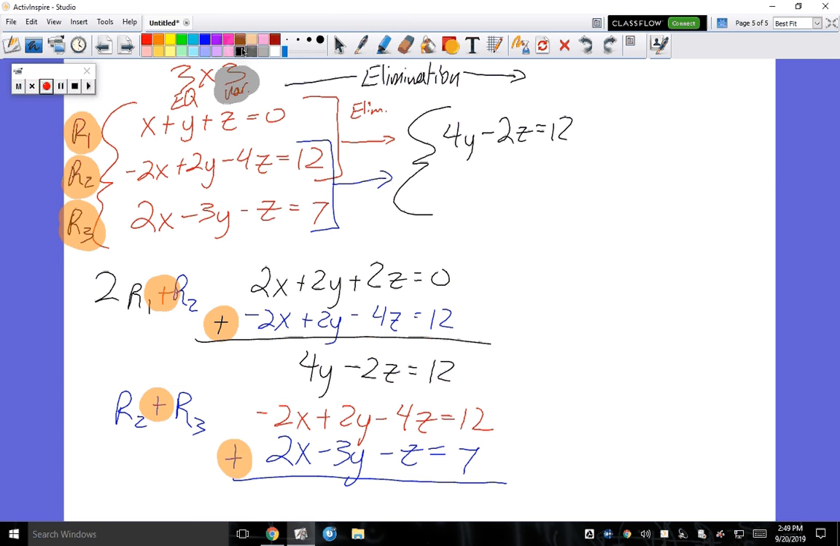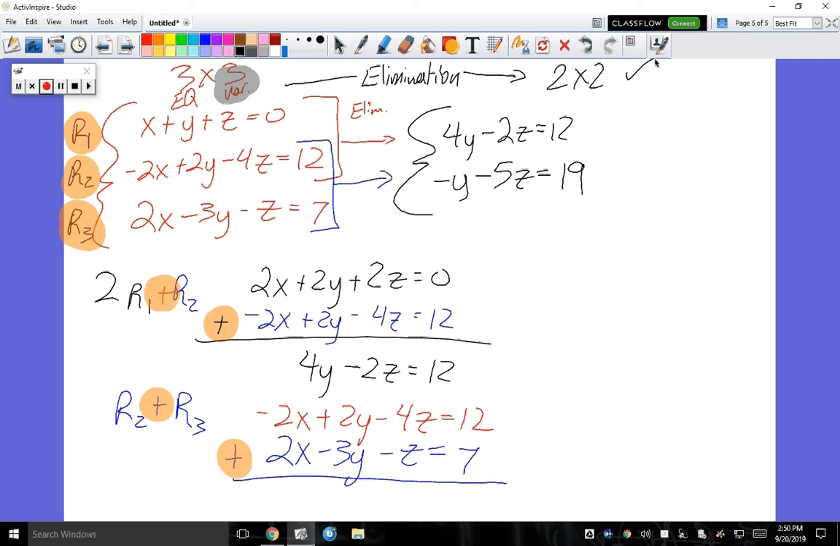You tell me, guys, how many y's do you see? Negative 1. So negative y, how many z's do you see? Negative 5. And then what do I have on the far right? 19. Okay. My first step is done. I've created a 3 by 3 system and transformed it to a 2 by 2 system.